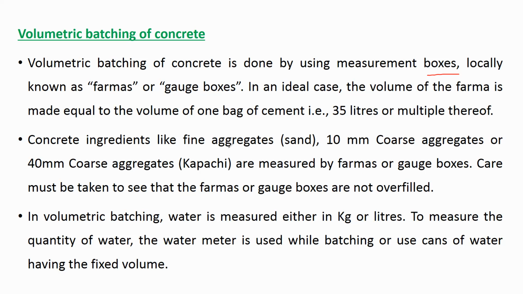In volumetric batching, water is measured either in kg or liters. To measure the quantity of water, a water meter is used while batching, or you can use cans of water having a fixed volume. Okay, to measure the quantity of water, you can use the cans. And you can take the quantity of water either in liters or kgs, whichever is there.